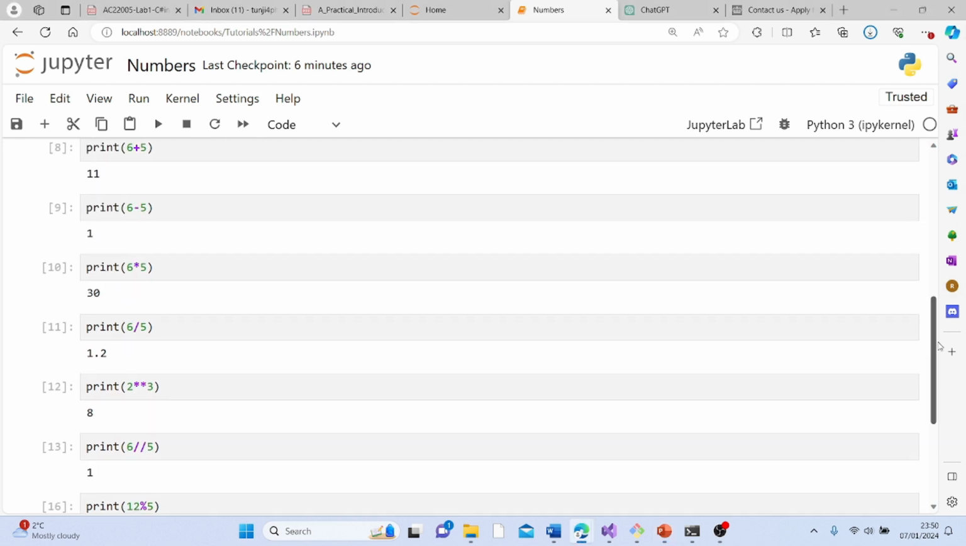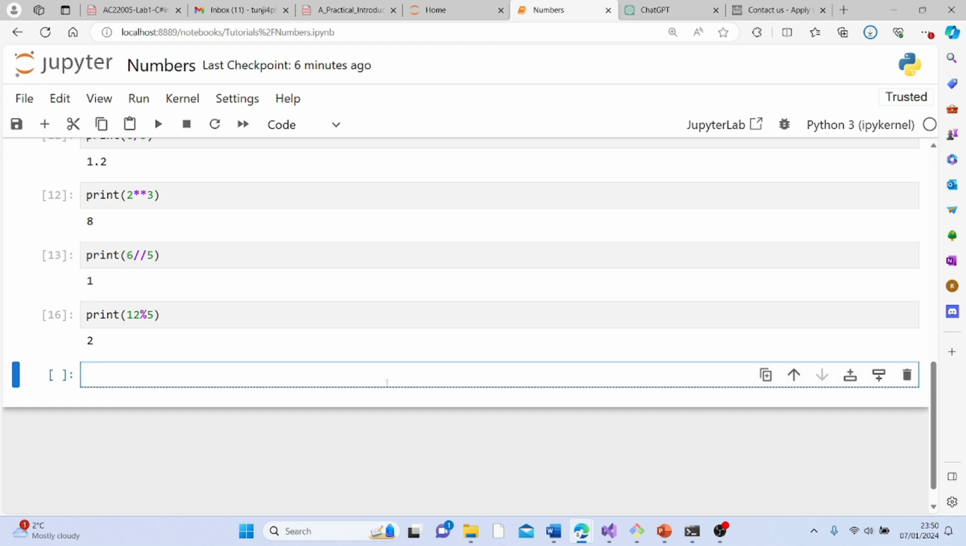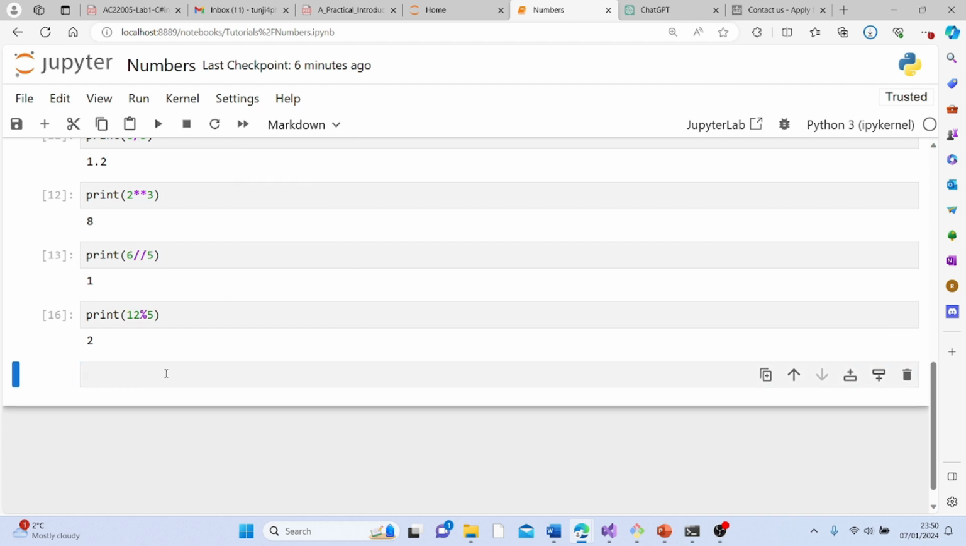So these are the different kinds of operators that you can use to manipulate numbers in your program. Also, the operators have precedence, and we use mnemonics to determine the precedence. We call it PEMDAS. Some say, please excuse my dear Aunt Sally. So this tells us the order of operations.